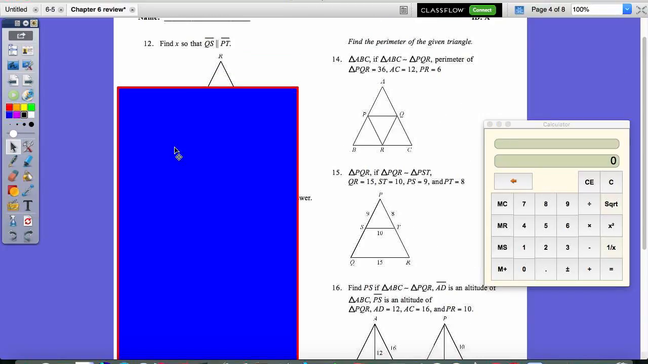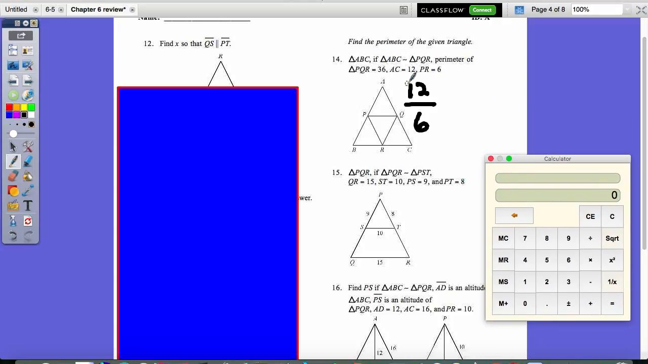Problem 14. If ABC, we're going to find that perimeter. If ABC is congruent to PQR, PQR has a perimeter of 36, AC is 12, and that corresponds to PR, which is 6.